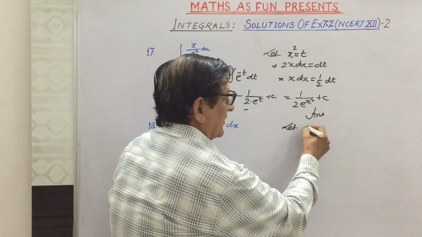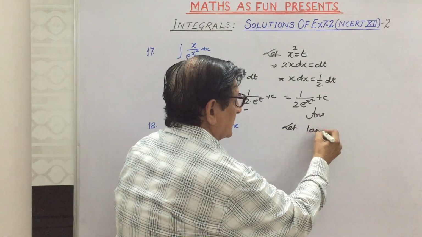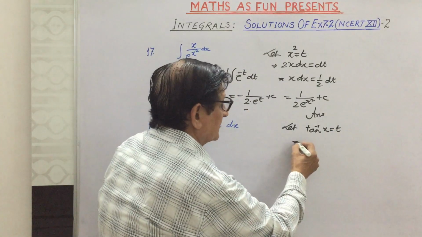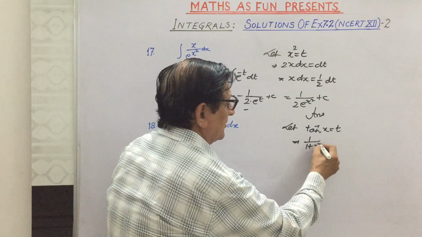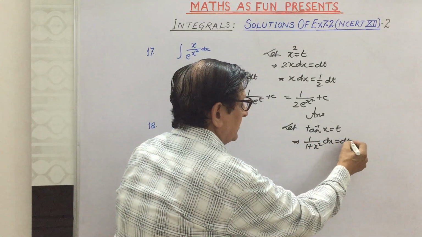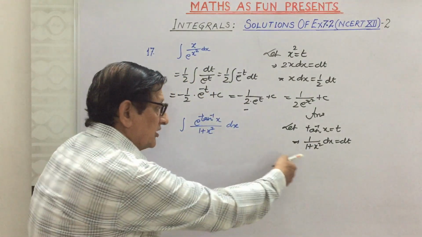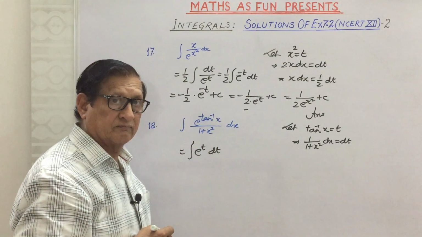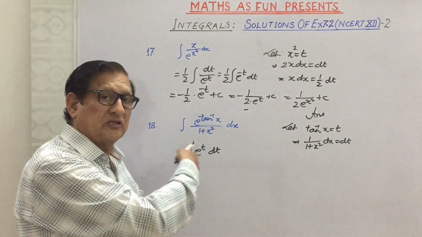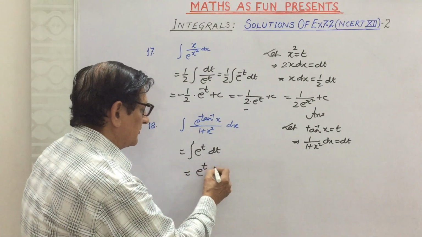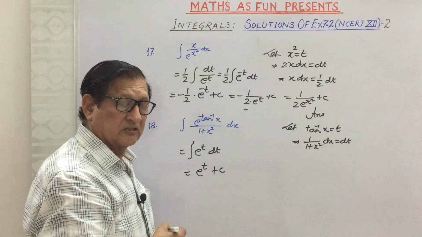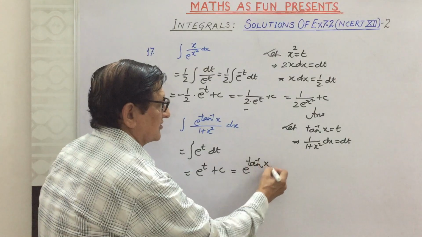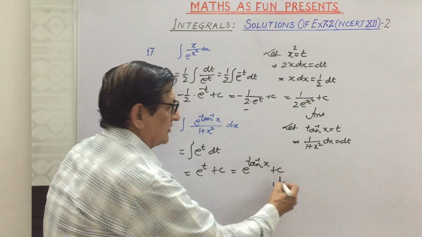Considering this, we write let tan inverse x is equal to t. Differentiating with respect to x, we get 1 upon 1 plus x square dx is equal to dt. Substituting here, we get this as e to the power t dt. And we know integral of e power t is e power t only. So this becomes e to the power t plus c. Substituting the value of t, we get e to the power tan inverse x plus c, the answer of this particular problem.